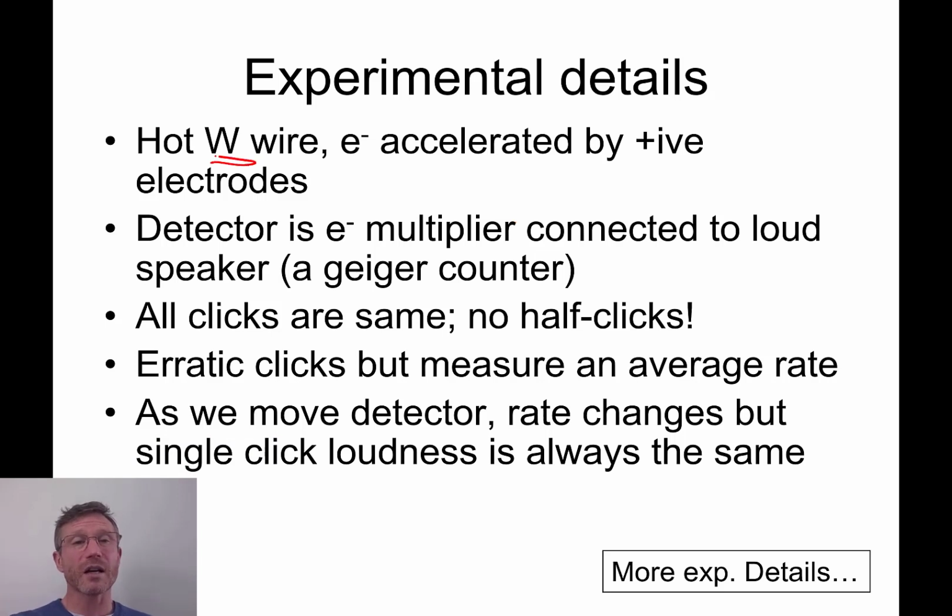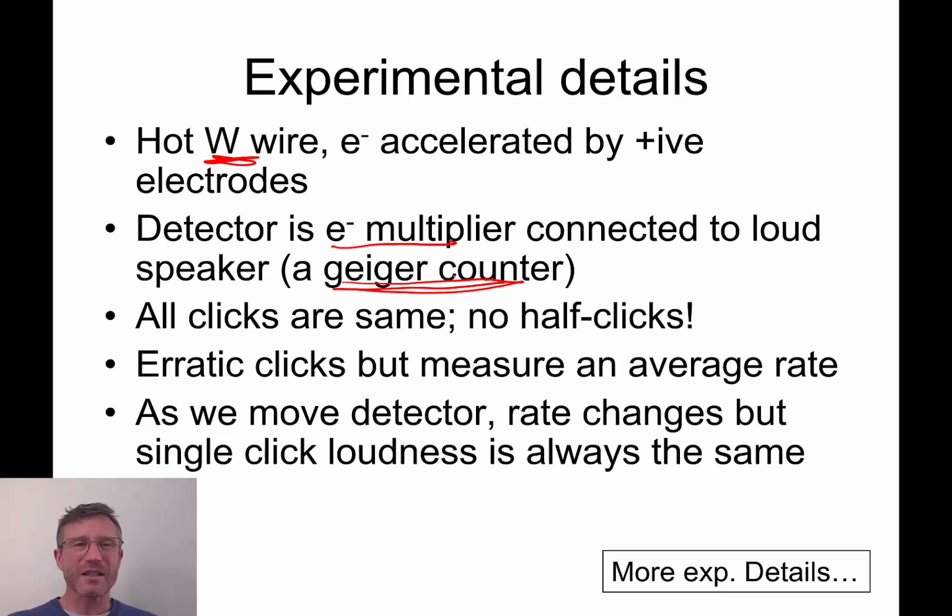We're going to use a hot tungsten wire. So think about a sort of old-fashioned light bulb. And electrons, this is the thermionic effect. Electrons are emitted from a very hot wire. And those electrons are accelerated by positive electrodes so that they're accelerated towards the backstop, basically. The detector that we're going to use is an electron multiplier. Think about something like a Geiger counter, and it's going to be connected to a loudspeaker.